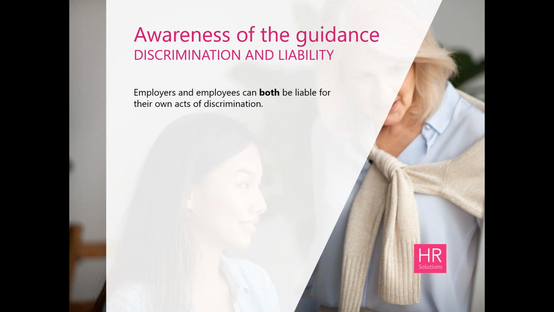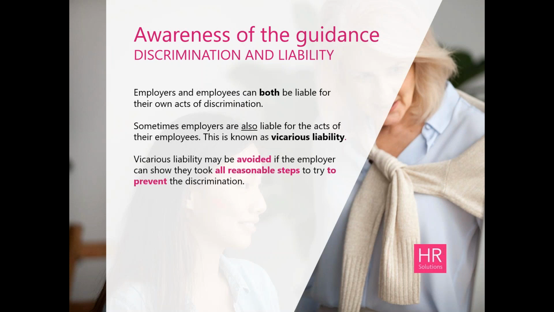So it's important also to remember that both employers and employees can be liable for their own acts of discrimination. Sometimes employers are also liable for the acts of their employees, and this is known as vicarious liability. And vicarious liability can be avoided if the employer can show that they took all reasonable steps to prevent the discrimination from happening.